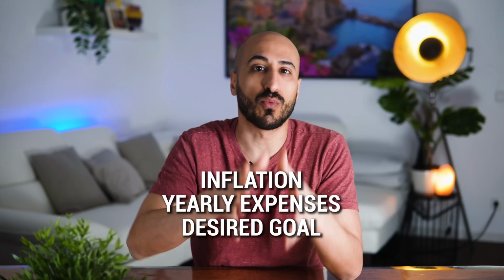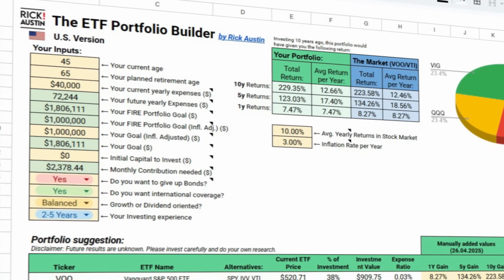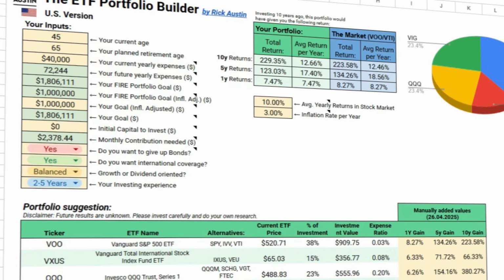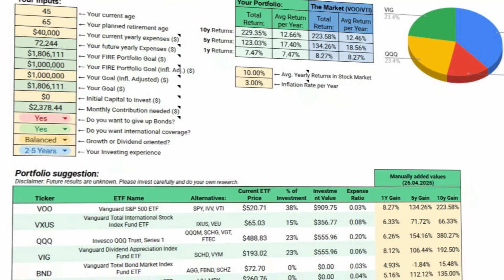To do this, I'll consider all important factors like inflation, your yearly expenses, your desired goal, and I'll tell you exactly in which ETFs to invest, how much you need of each ETF based on your age, your risk tolerance and goals, and the return you would have if you had built this portfolio 10 years ago.